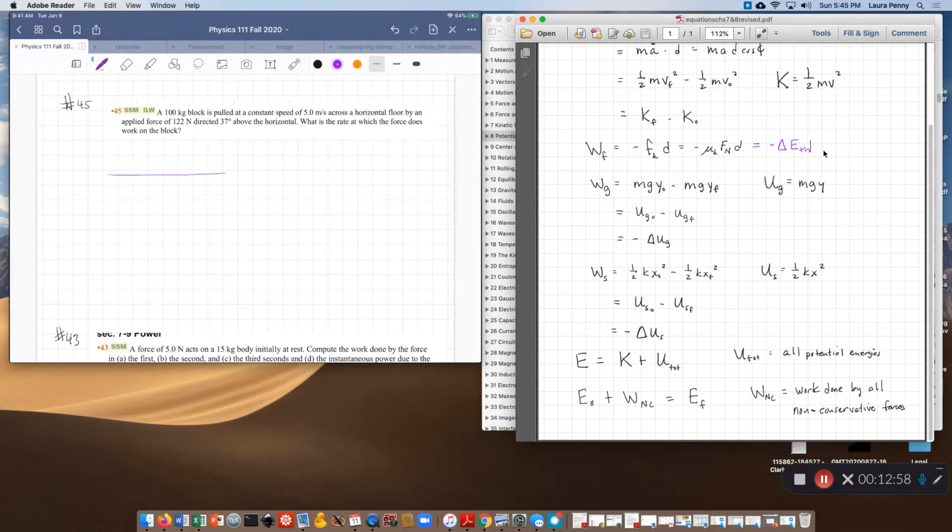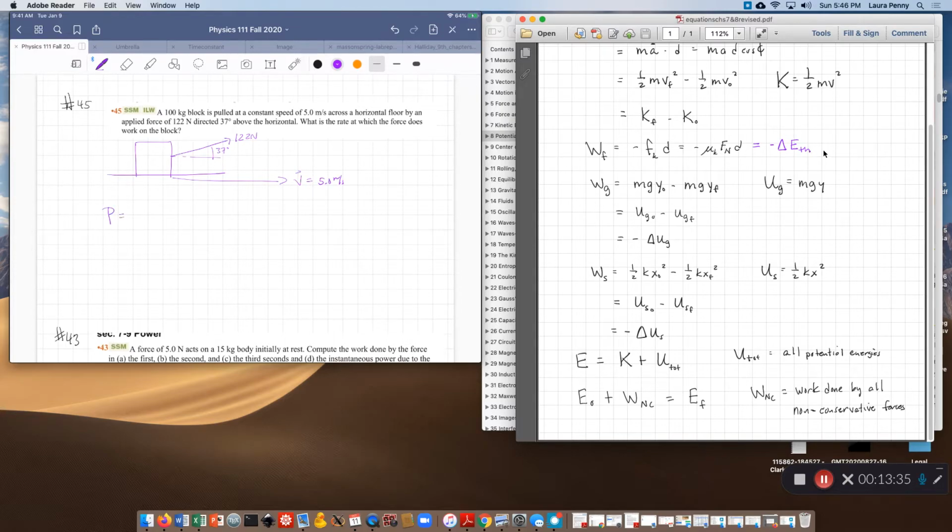So here's our block, and it's pulled at a constant speed across a horizontal floor by an applied force of 122 newtons directed 37 degrees above the horizontal. So our force is this, where this angle is 37 degrees, and the block is being pulled this way, where our speed stays the same. The velocity, it's being pulled at 5 meters per second. So at what rate does the force do work on the block?